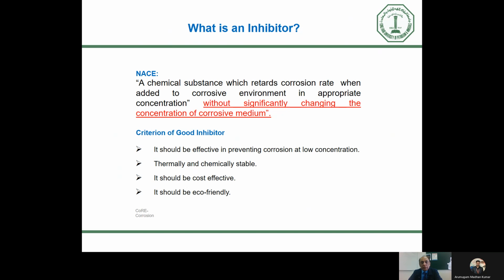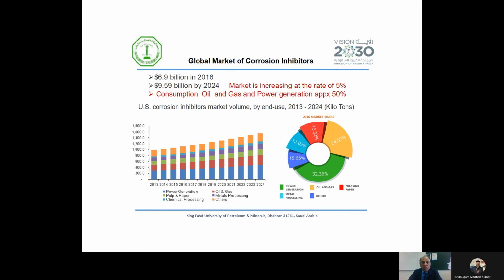The important qualities of a corrosion inhibitor are that it should be effective in preventing corrosion at low concentration. It should be thermally stable, chemically stable, cost effective, and eco-friendly also. A lot of these inhibitors are used in different industries.